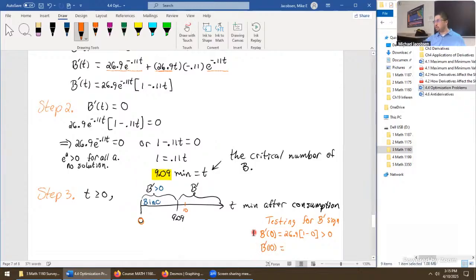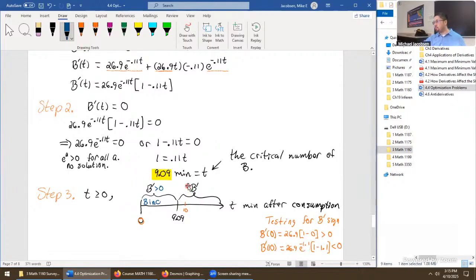B prime at t. So come back over here. We'll have 26.9. Putting in 10 there gives us e to the power of negative 1.1, but still positive. Face the exponential, never will go to 0 or be negative in this form. We're plugging 10 right here, so this is 1 minus 1.1. And sure enough, that's a negative value, 1 minus 1.1. The values in front are all positive, even with the negative exponent on me. So we have a positive times a negative. The whole thing is now less than 0.